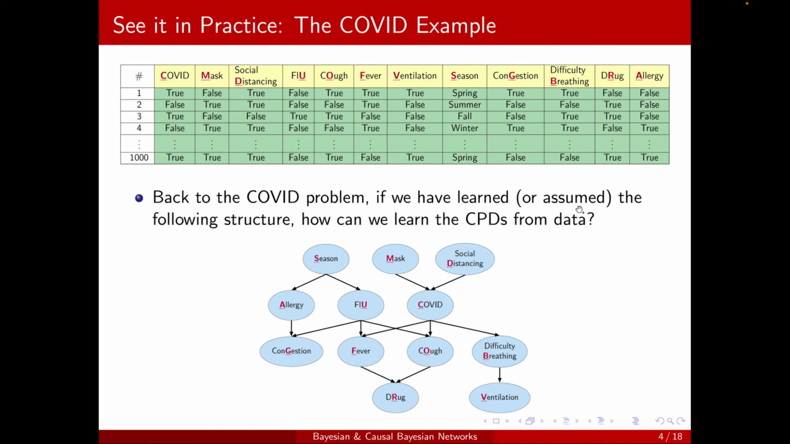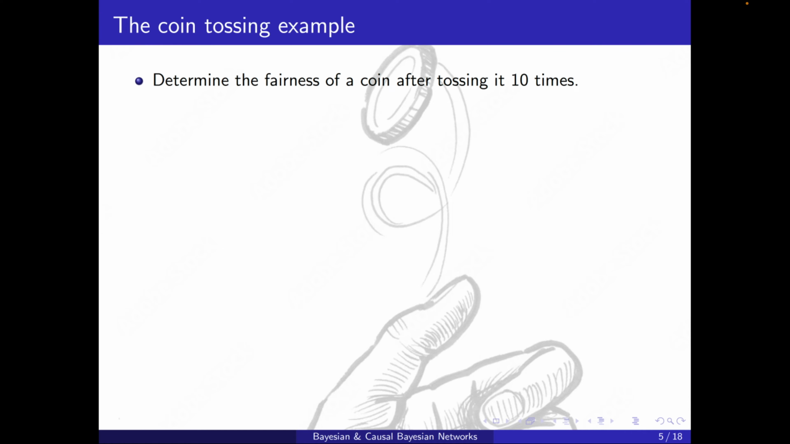So assume that you have learned or you're given a Bayesian network structure or correspondingly, a factorization of the distribution. The question is, how can I find the CPDs corresponding to each of these nodes here? And this task is called parameter learning.